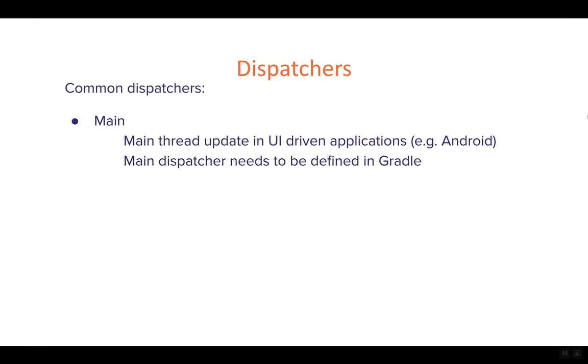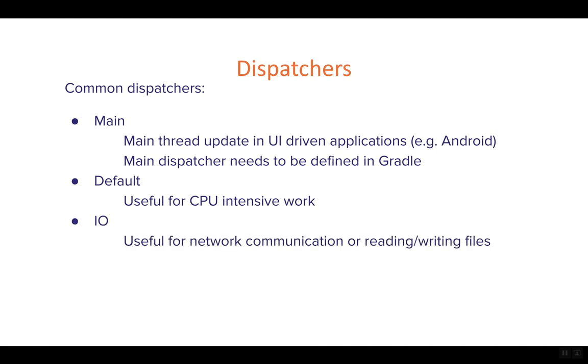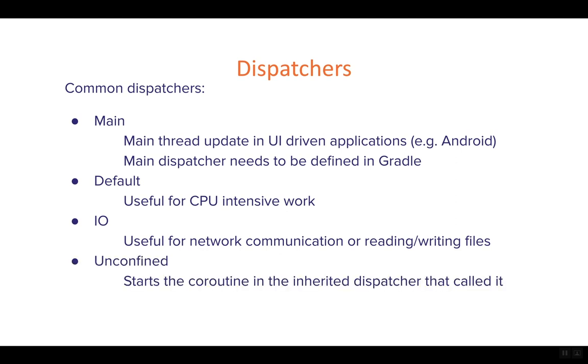In Android applications, the main thread is the UI thread. Okay, so it's very, very important and very useful. That's why we will put this code in Android Studio and not in IntelliJ IDE, because we will need to use this main dispatcher. Now, we also have the default dispatcher, which is useful for CPU intensive work. We have the IO dispatcher, which is useful for network communication or reading files. Okay, and then we have an unconfined dispatcher, which basically starts the coroutine in any inherited dispatcher that was called.